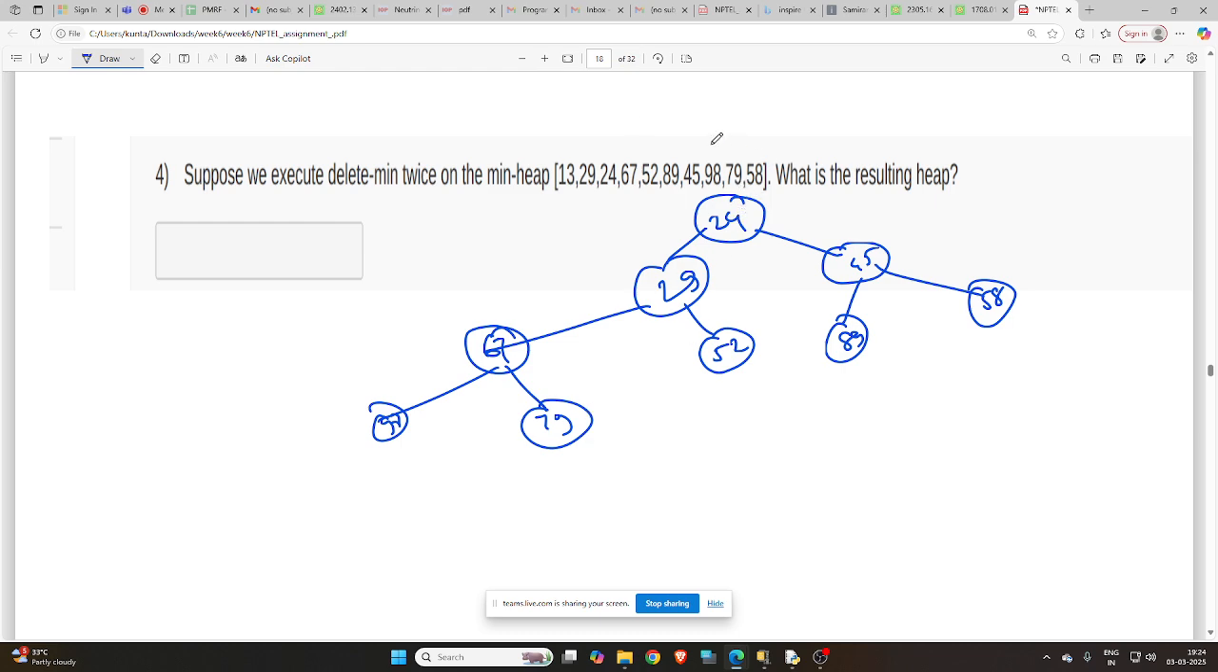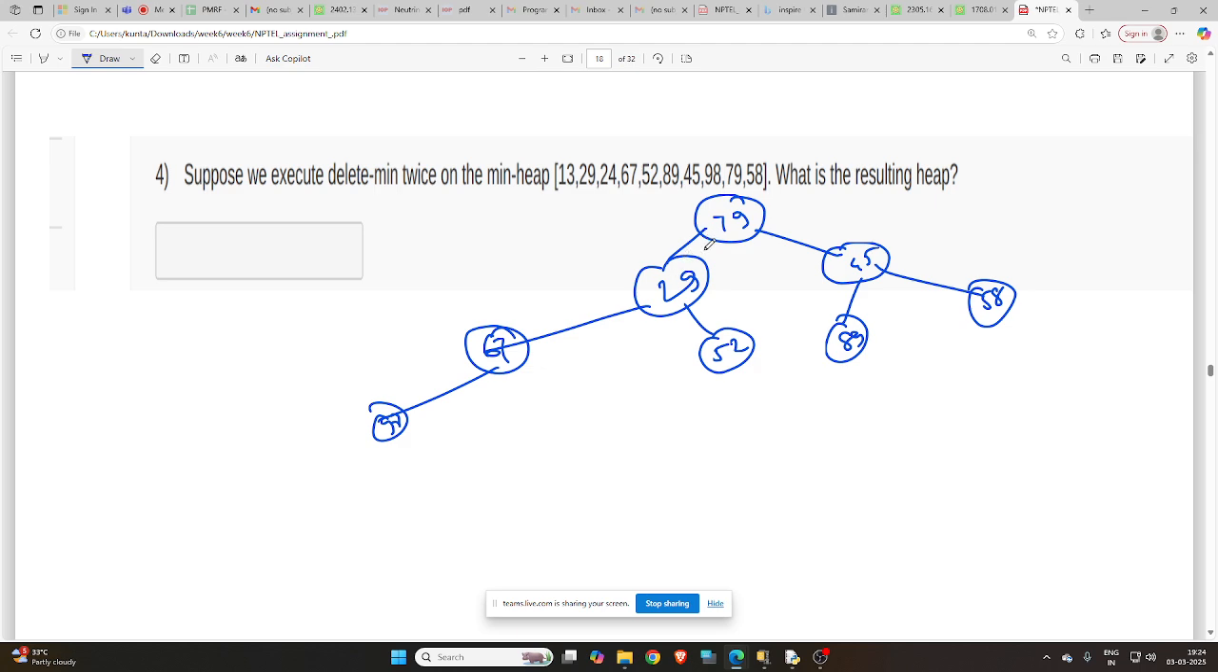So 79 will be replaced by 24. So just write here 24, and this whole will go. So it will be 12, 79. Yeah. So it will be 79.